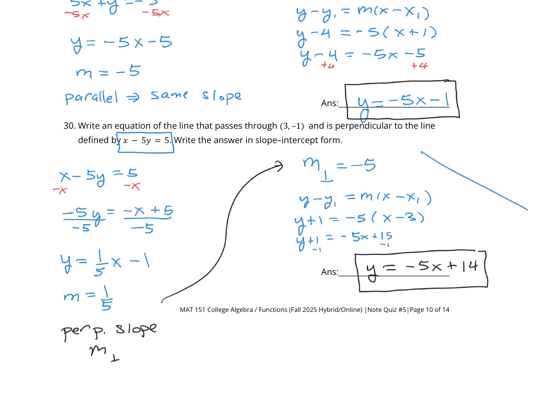And again, the visual to have in mind here is that these two lines are going to cross at a 90-degree angle. If I can draw a better 90 than that, there we go. So a 90-degree angle when they cross.